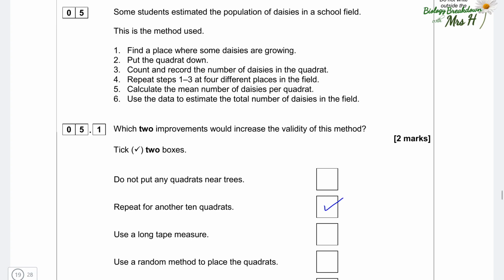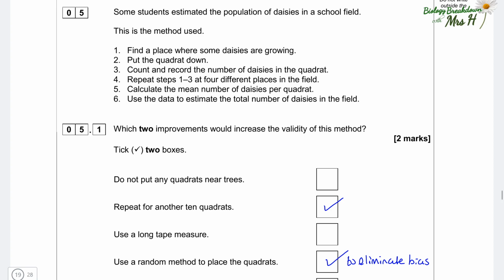So you want to increase the number of quadrats there to make this more of a valid investigation, definitely. Use a long tape measure. I don't see how that's going to really help with this particular investigation. Use a random method to place the quadrats. Yes, absolutely, because we need to eliminate the bias.